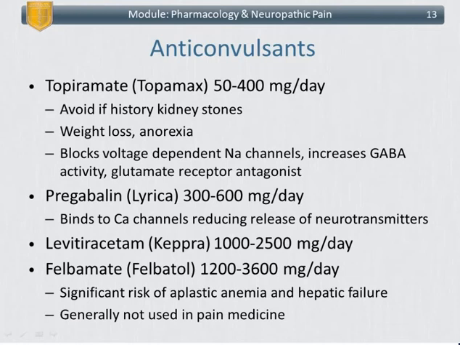Pregabalin, or Lyrica, is now becoming very popular in management of neuropathic pain. It binds to calcium channels, causing a reduction of release of excitatory neurotransmitters. It does not really require lab monitoring. But like all the others, you do have to monitor mental status changes. Keppra and Felbatol are others that are not commonly used. Felbatol has special risks of aplastic anemia and hepatic failure. I've never seen it used in the pain world.